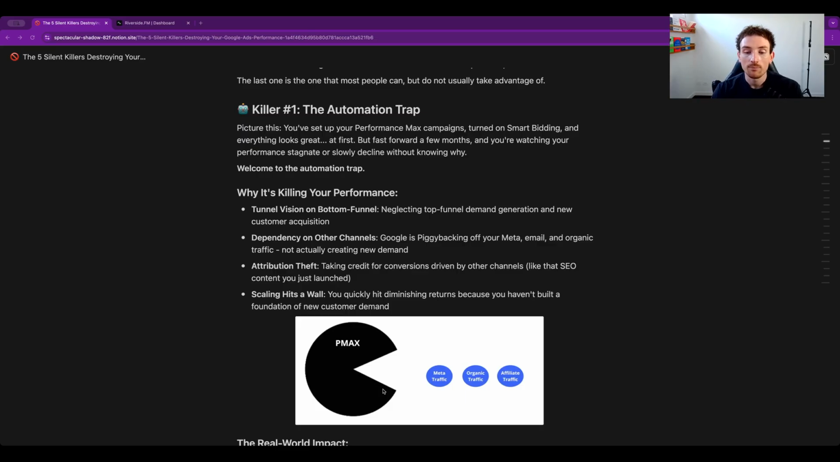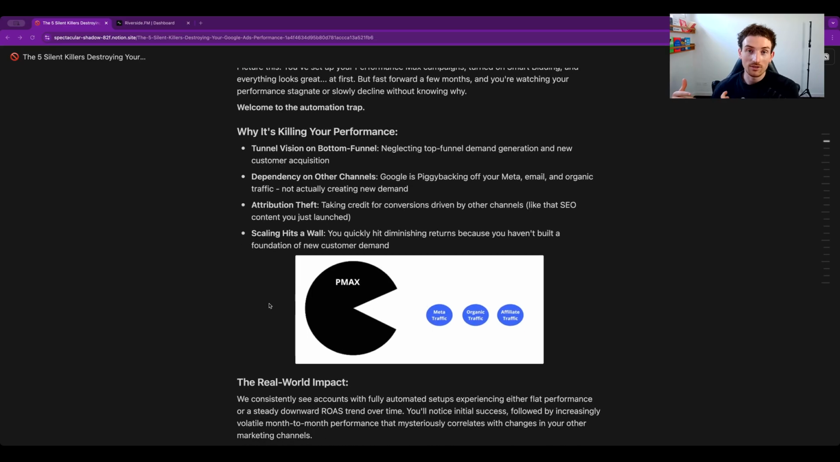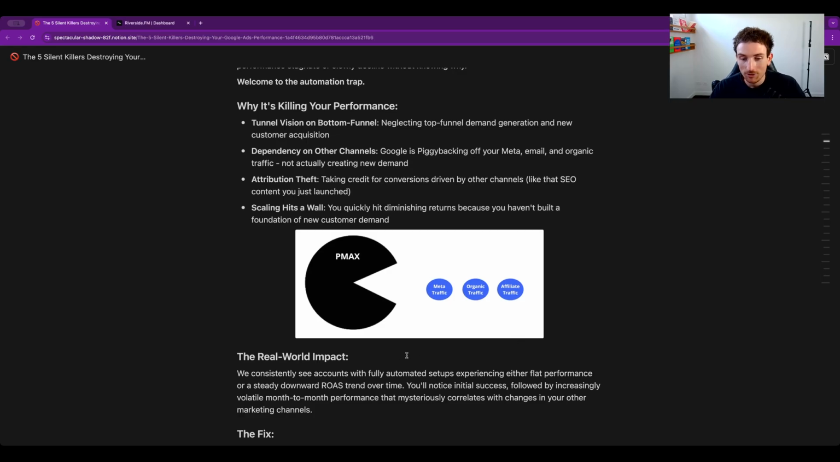And what can happen is instead of actually building a foundation of new customer demand, you quickly hit diminishing returns, because Google as a channel is very much reliant on other channels working in order to work. And that's because some of these campaign setups have inbuilt retargeting. And therefore, if you're bringing in traffic from Meta, Google's going to retarget that traffic and claim credit for the attribution of those conversions. So I've got a little illustration here, which is based on a PMax Pac-Man, and it's just eating the Meta traffic, organic traffic, and affiliate traffic. And this can be detrimental to accounts at any spend level.